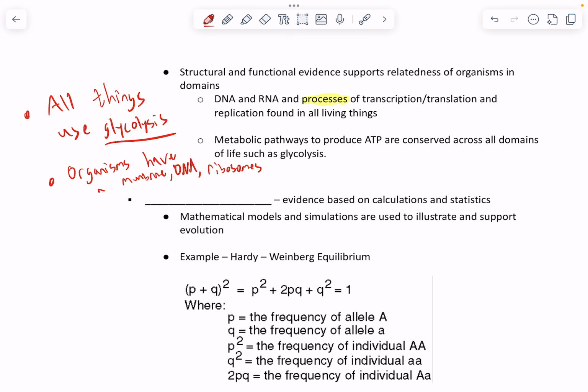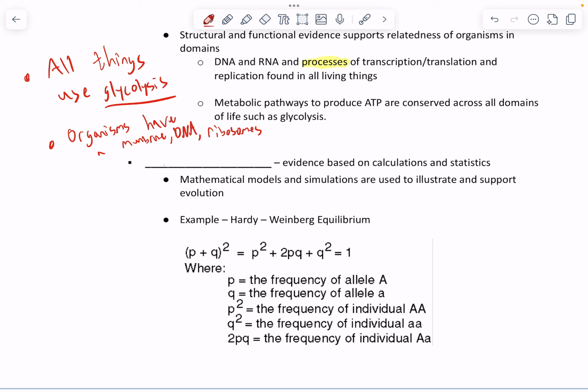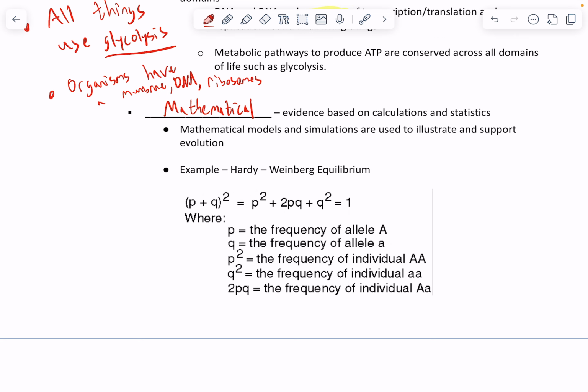Okay, and then our last one is the one we left off with in our last topic, which is mathematical. So we can use calculations and statistics to illustrate our idea of whether evolution is happening in populations, right? Hardy-Weinberg is used to determine if the allele frequencies are changing. Remember, Hardy-Weinberg equilibrium only happens in populations that are not evolving.